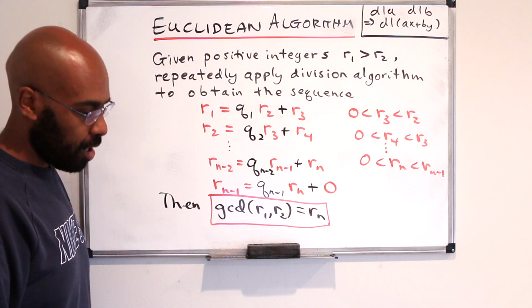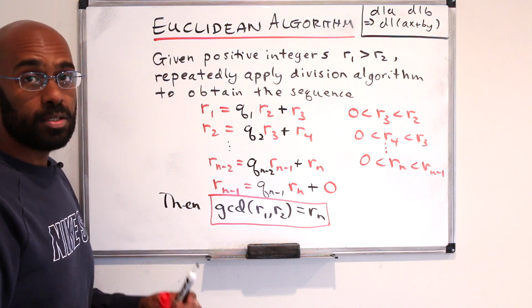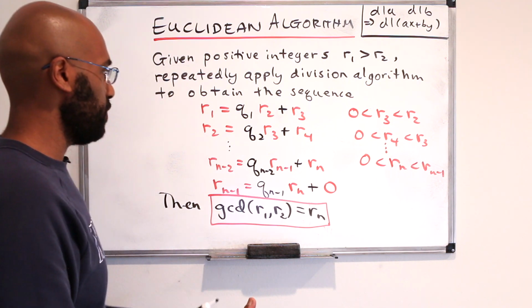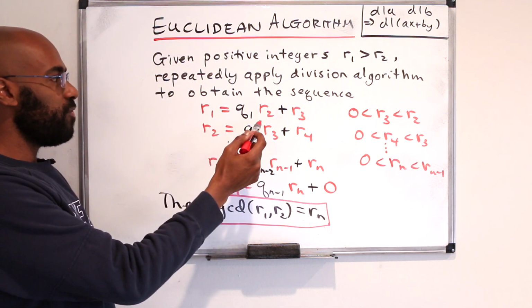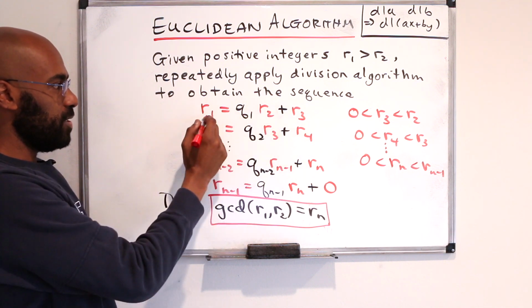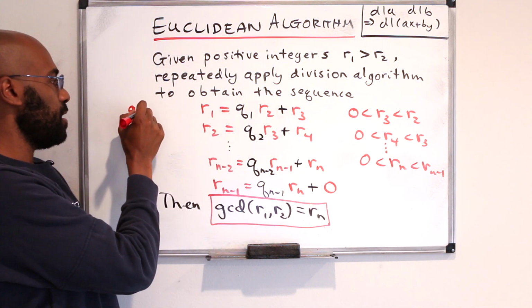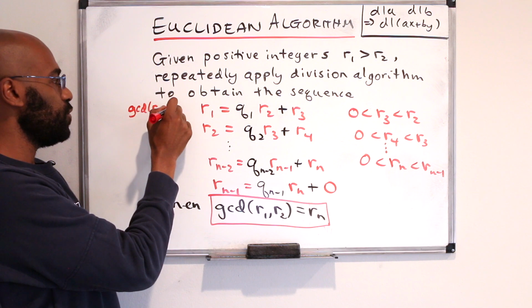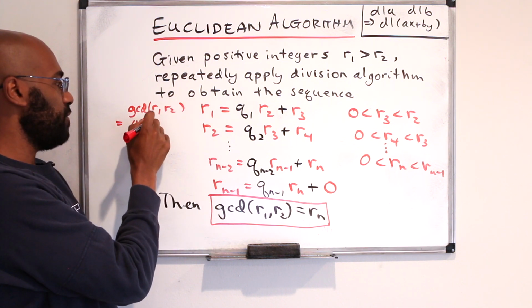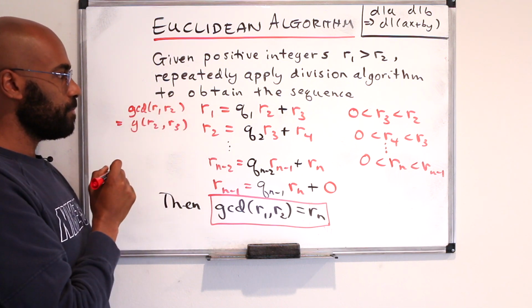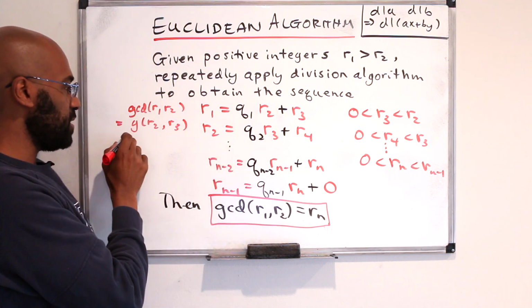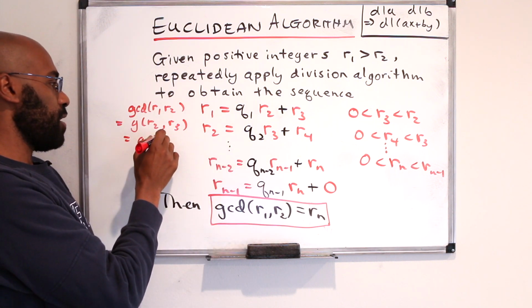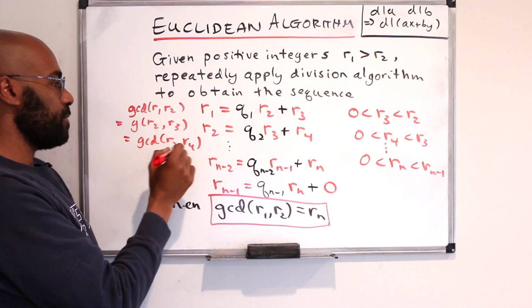Okay, so what's the argument behind this? Again, the detailed argument is given in the book, but I'm going to give you a sketch here. By what we did before, by this division, we get that the GCD of R1 and R2 has to equal the GCD of R2 and R3. Okay, but then by this, we have the GCD of R2 and R3 is the same as the GCD of R3 and R4, etc.